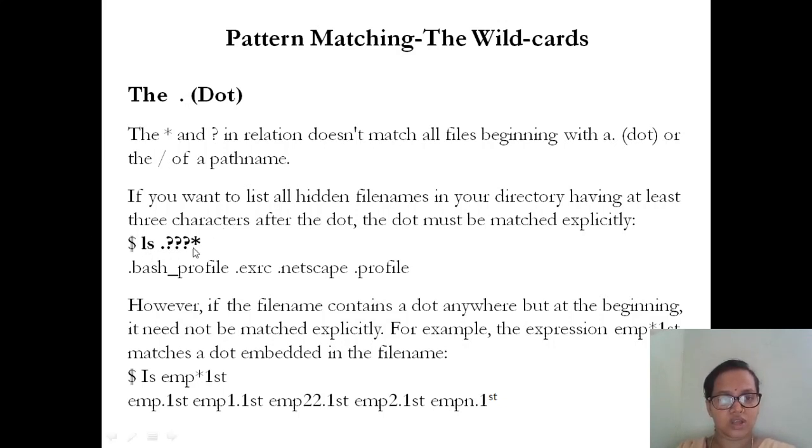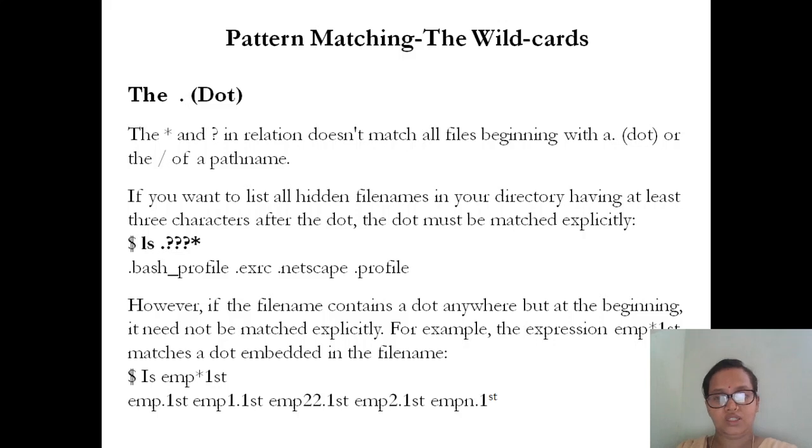If you want to list in that fashion, you give it with an ls command: ls dot, then I don't know the next 3 characters, so I will say question marks, and if anything comes after that it is also okay with me, so I put an asterisk. You can see here dot bash underscore profile is my first output, dot exrc second, dot netscape third, dot profile. If your file name contains a dot anywhere except at the beginning, it is okay, it will just match and give it to you.